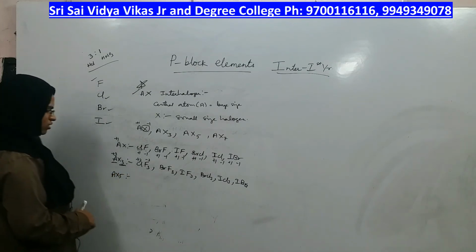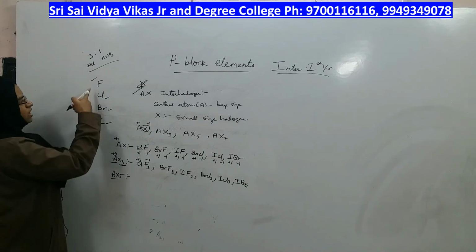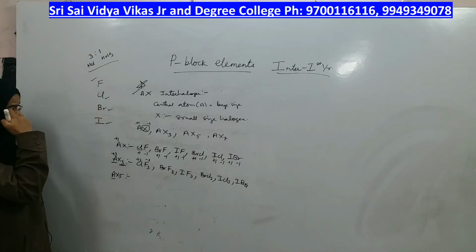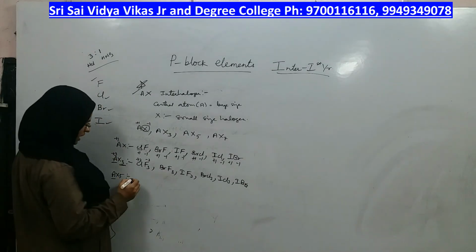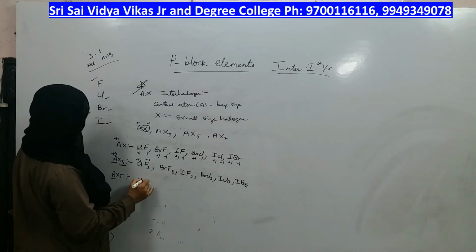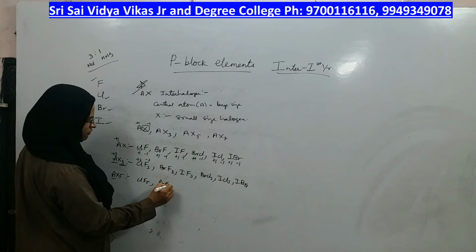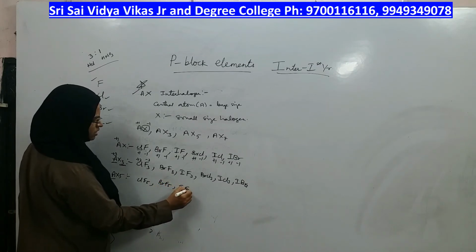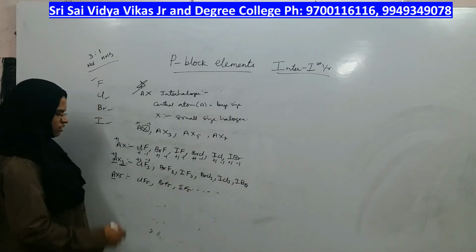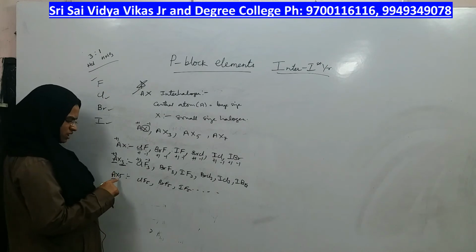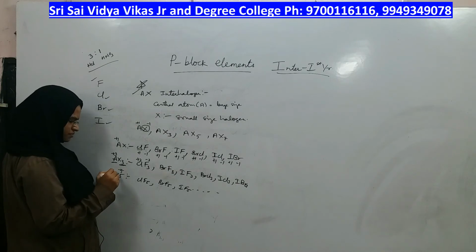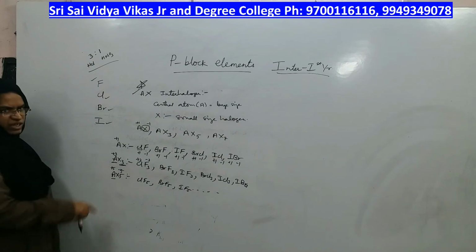In AX5 also, what can be A? Chlorine, bromine, iodine will be A and fluorine becomes X. ClF5, BrF5, IF5, and so on. In this, what is the oxidation state of these halogens? -1, -1, -1, -1, -1, total -5. Therefore on A it is +5. So the oxidation state of A is +5.